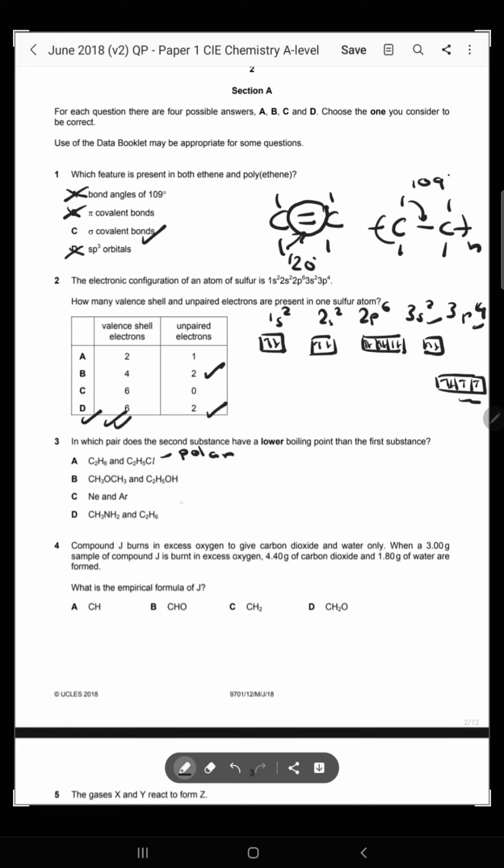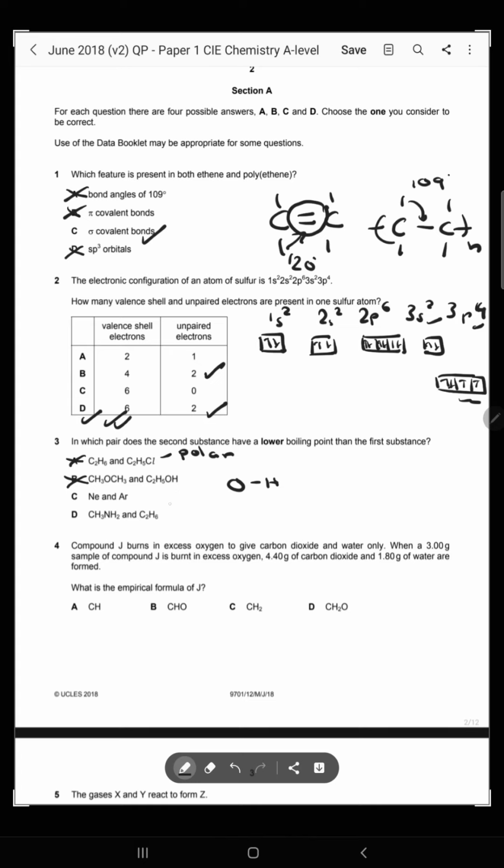CH3OCH3, there are no polar molecules. C2H5OH, O–H bonds are polar. So they're going to have hydrogen bonds or like dipole-dipole forces, which is going to be stronger than that in CH3OCH3. So C2H5OH is going to have a higher melting point or boiling point.